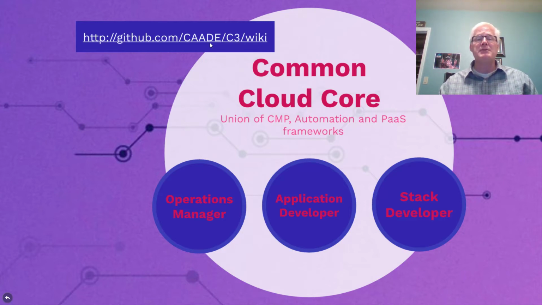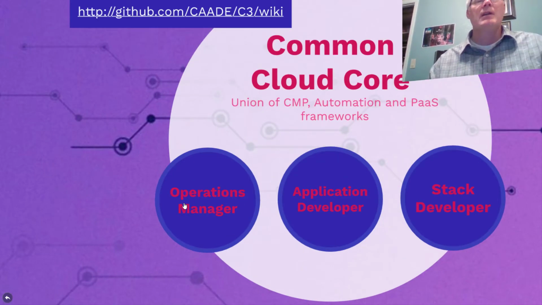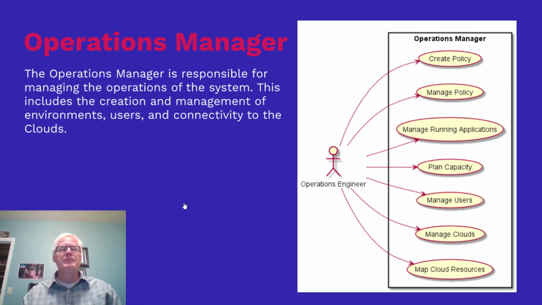So the top three key actors of the Common Cloud Core are the operations manager, and this is your typical IT guy, but he is primarily responsible for creating policies, managing the clouds, and infrastructure, right? How is the infrastructure going to work? As you notice here, he's not really talking about the different environments, but he does work closely with another actor, which does work with the environments. He's just handling the infrastructure, security, capacity planning, managing users, and things like that.